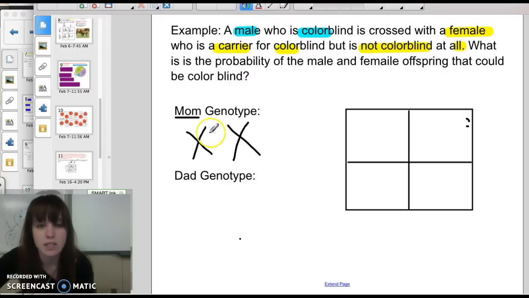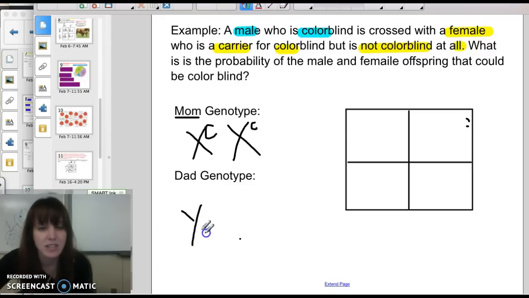And this is linked to the X chromosome, so this person's going to have 2 alleles because she has 2 X's. She's a carrier but not colorblind. That means that she has one dominant gene and a recessive. And so the dominant cancels out the recessive. So this person carries colorblindness. She could pass it on to offspring, but she doesn't have colorblindness.